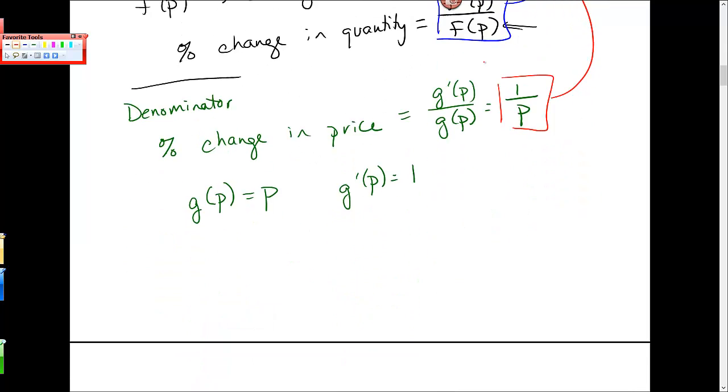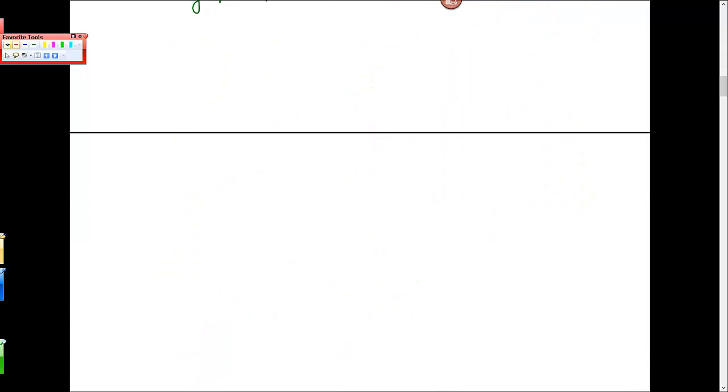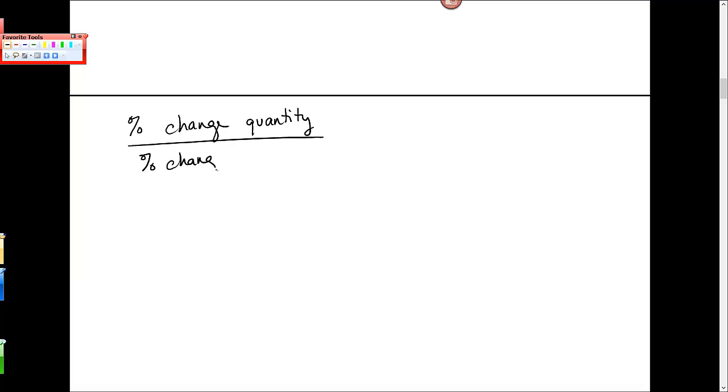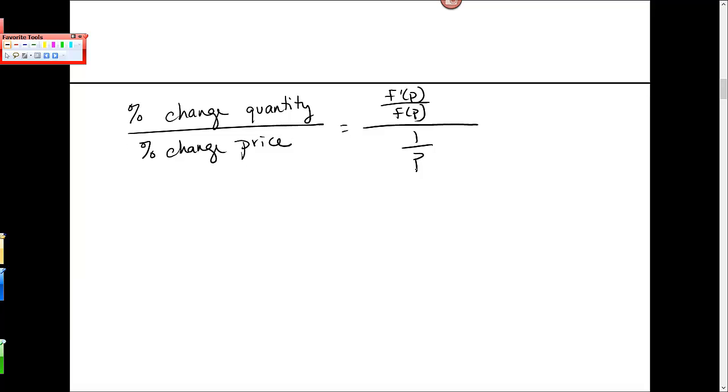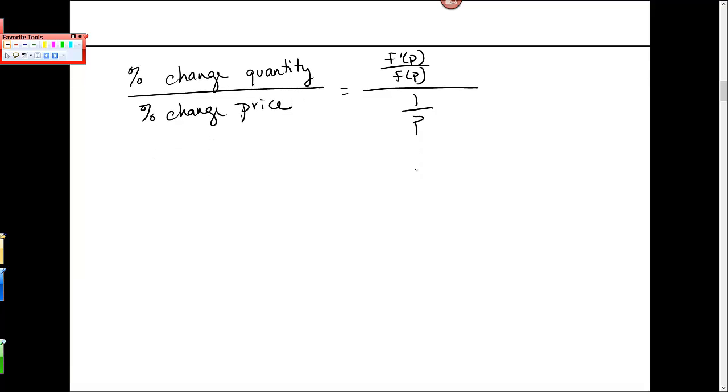Okay, so I want to find this elasticity. So I'll have percent change in quantity over percent change in price. And this is f prime of p over f of p, all over 1 over p. Okay, and I probably don't want to leave it like that. That's really kind of gross, this complex fraction, or this compound fraction.